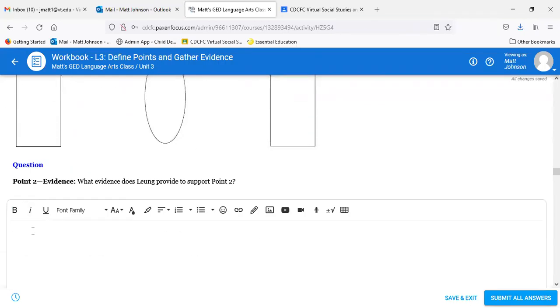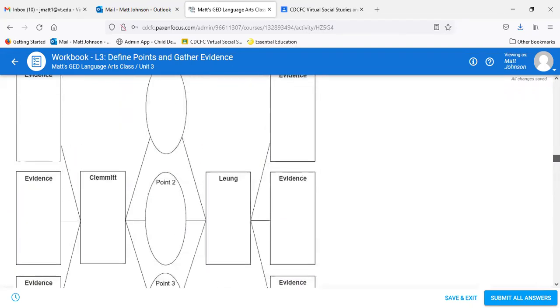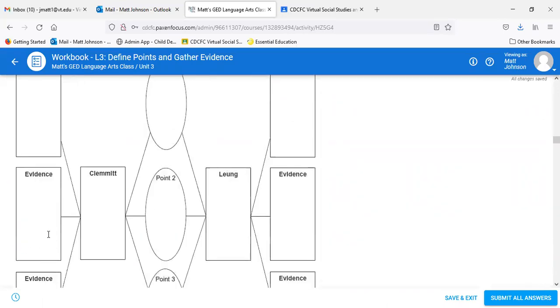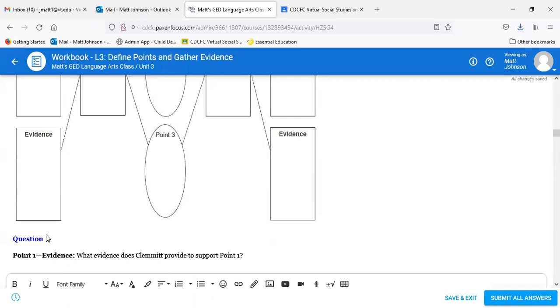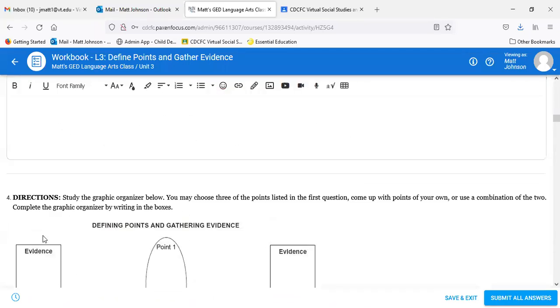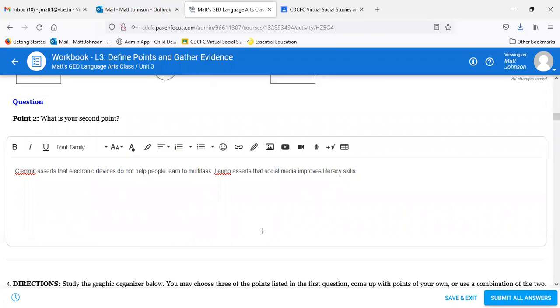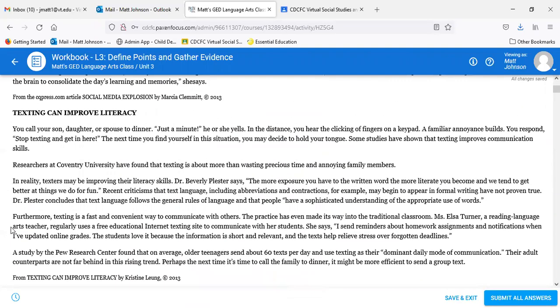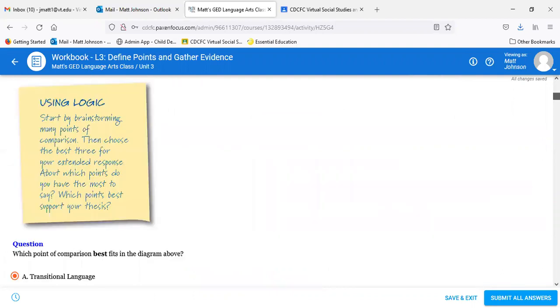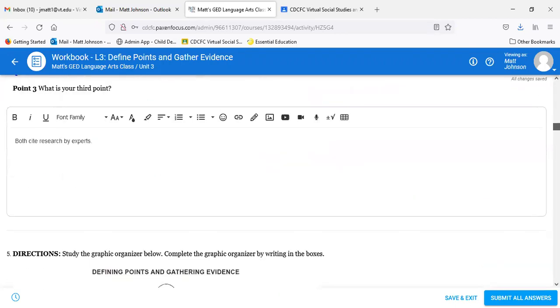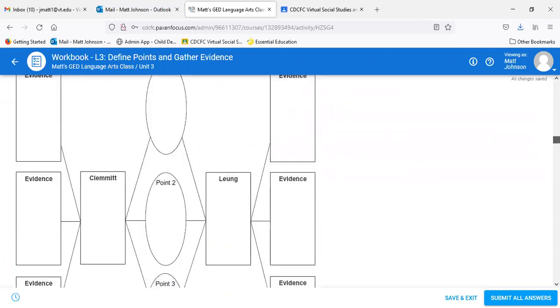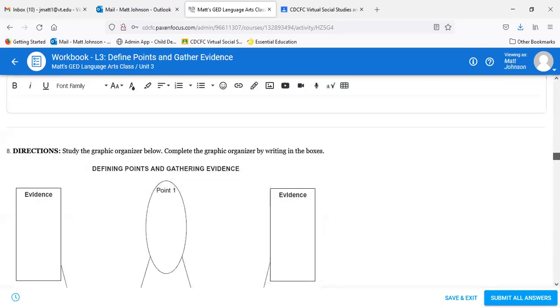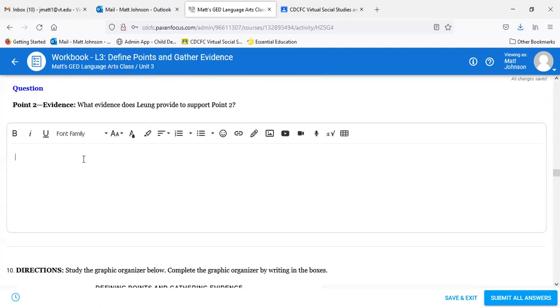Evidence two, right? So point two was her assertion that social media improves literacy skills. So she cites, was it Beverly Plester? Yeah. So she cites Beverly Plester in her claim. So she cites Beverly Plester.